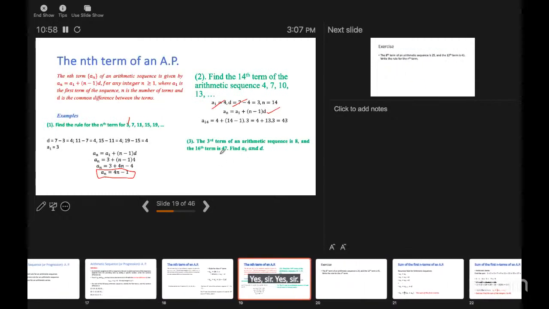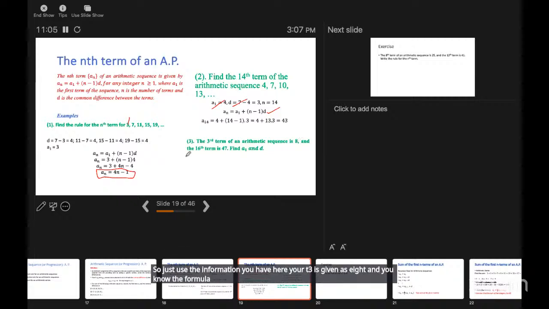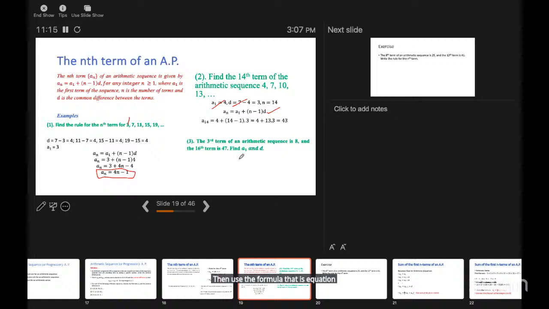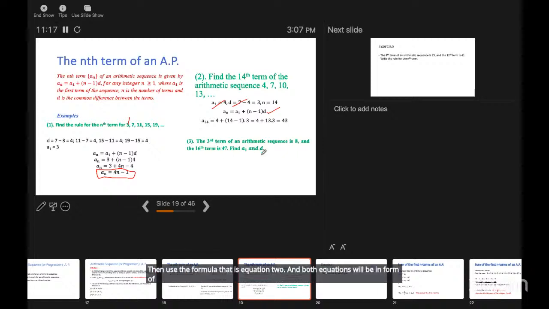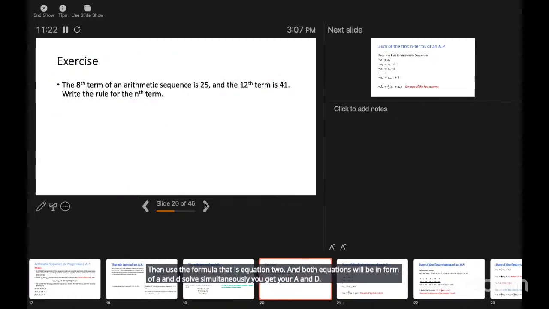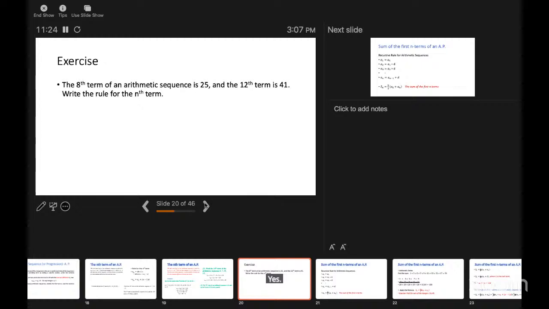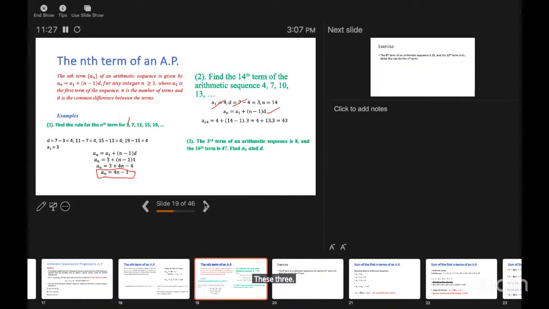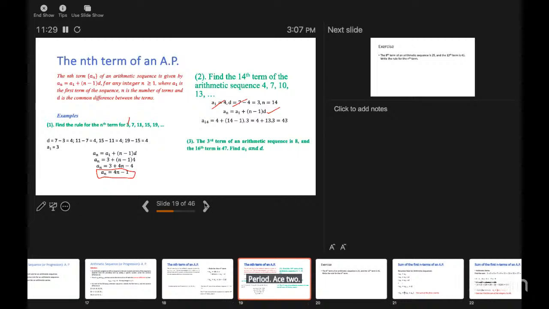So just use the information you have here. Your T3 is given as 8, and you know the formula, so you get equation 1. Then T16 is 47. Use the formula, and that is equation 2. Both equations will be in terms of A and D. Solve simultaneously and you get your A and D. I've gotten it. D is 3 and A1 is 2.